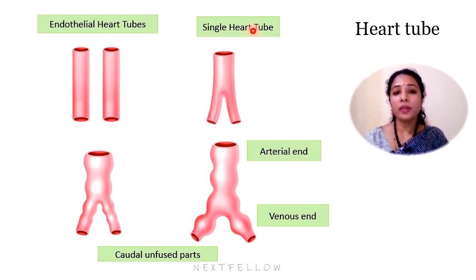So the heart begins to beat by the 22nd to 23rd days of gestation, we can hear the heart sounds, and blood flow begins during the 4th week. So initiation of development of the heart tube is during the 3rd week, and it starts functioning by the 22nd to 23rd days, and the blood will flow through the heart tube during the 4th week.